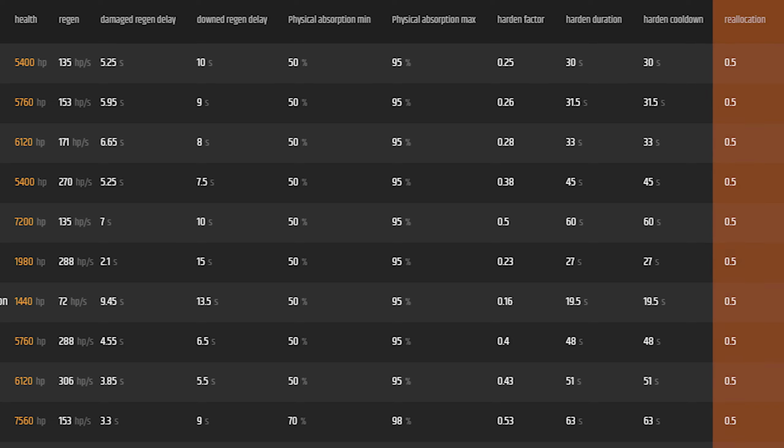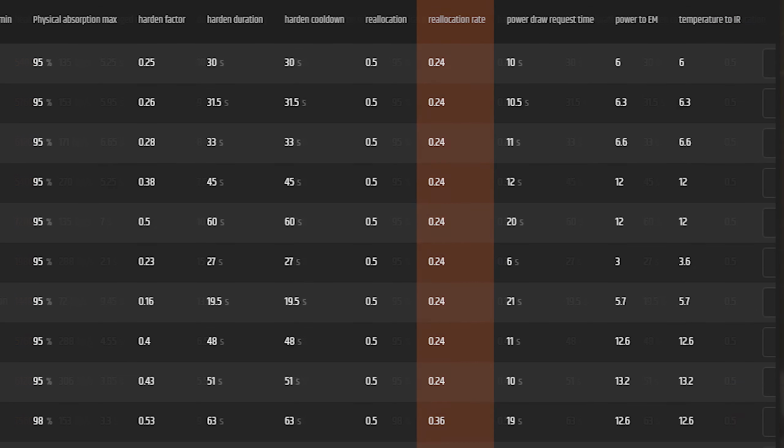Reallocation isn't pertinent as it's the same across the board, but it's how much of the shield's total health pool can be funneled away from 3 shield faces into the 4th final face. This is done by using the number pad on the right side of the keyboard. Reallocation rate is how quickly those hit points are funneled into a single shield face from others.